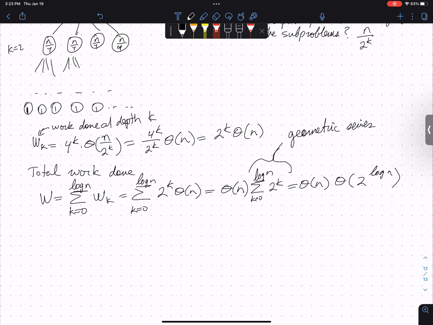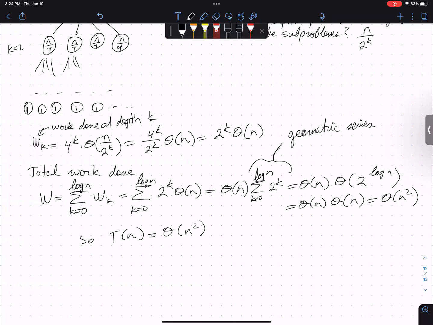So if you didn't quite follow that, just go back after class, look a little carefully at that geometric series and plug it in here. Now this is just theta n times theta n, because 2 to the power of log n is n, which is theta n squared. So T of n equals theta n squared. This is the total work done, the number of steps by the algorithm.